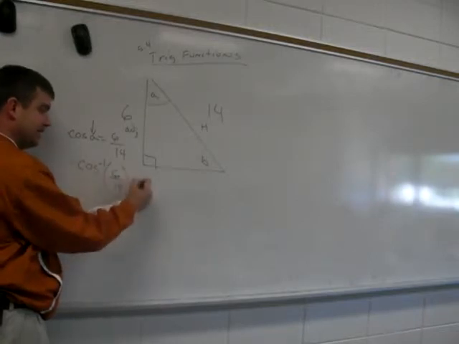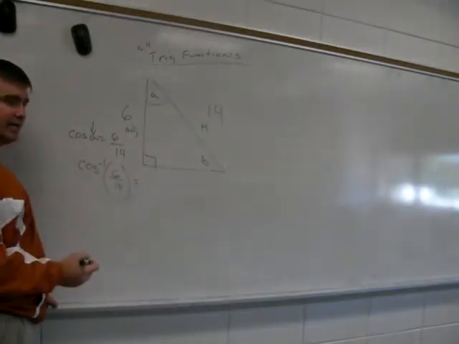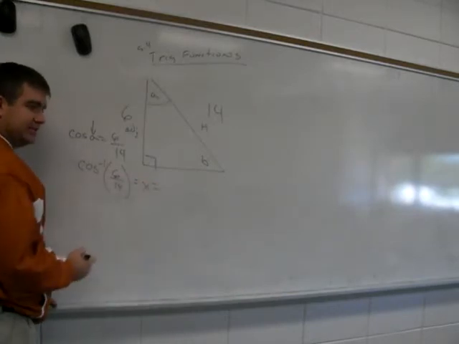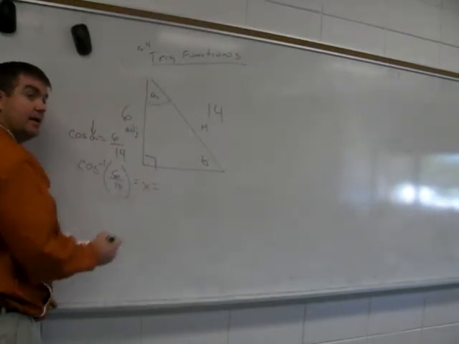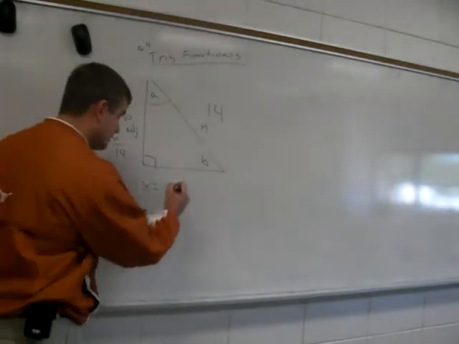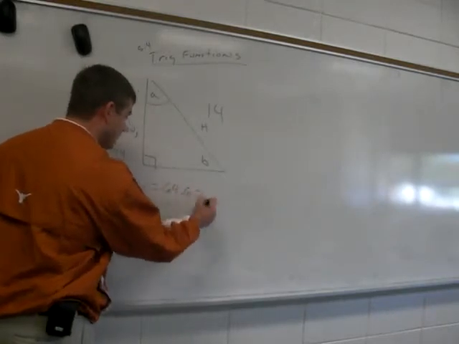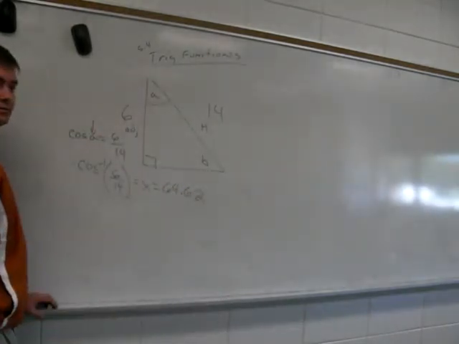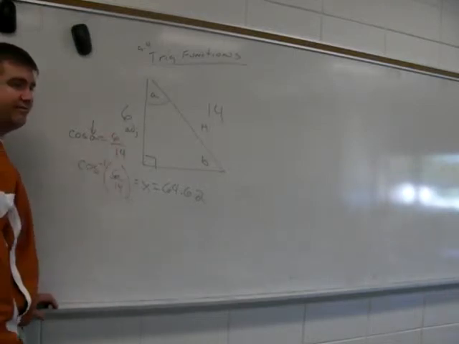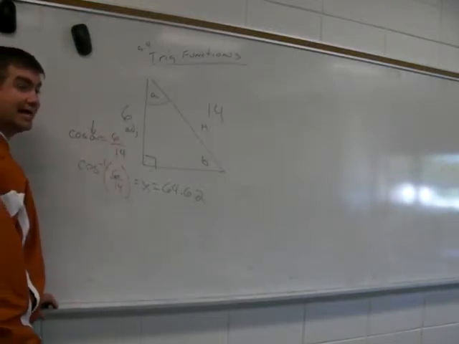6 over 14 is equal to what? Somebody tell me on my calculator. It equals x, you're right. And then what is it rounded like money? 64.62. Thank you. Questions?